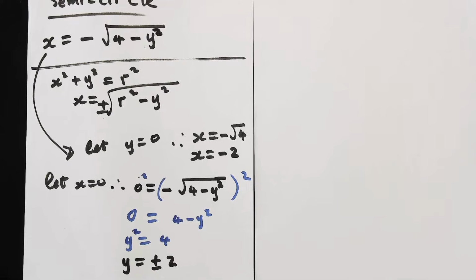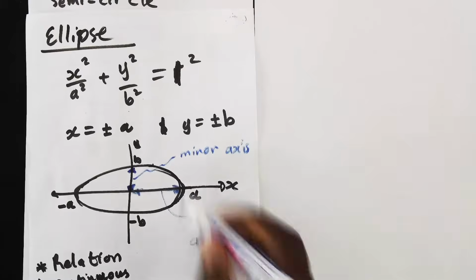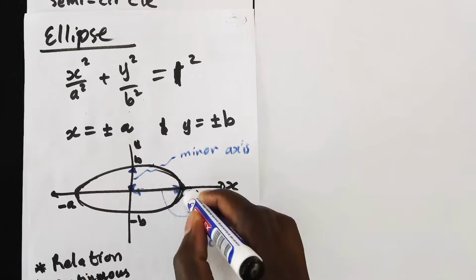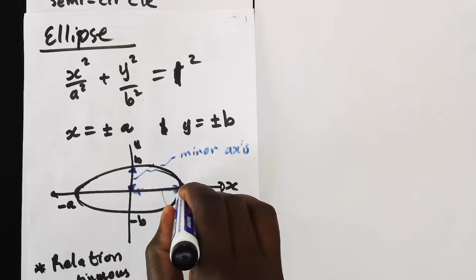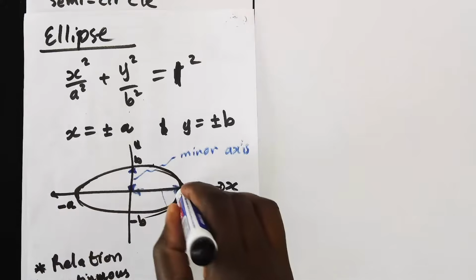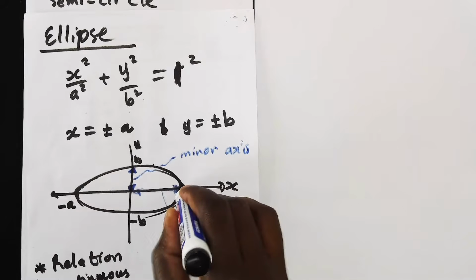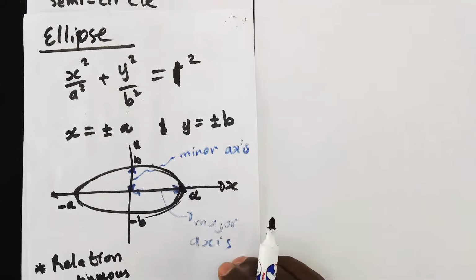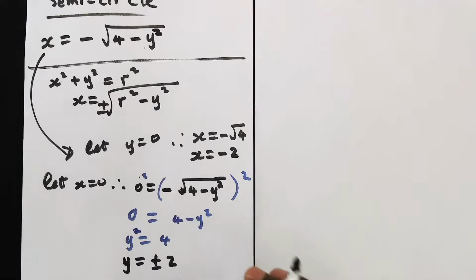The difference between a continuous and discontinuous graph: we said a continuous graph is when, let's say for example, I plot this ellipse, I draw without lifting up a pen. That is a continuous graph. But a discontinuous one is when I plot and lift up a pen and redraw on another section or another shape. That is a discontinuous graph.